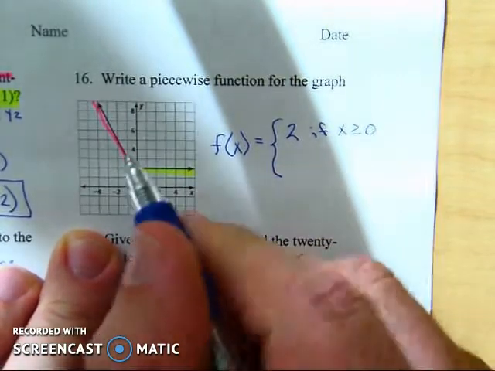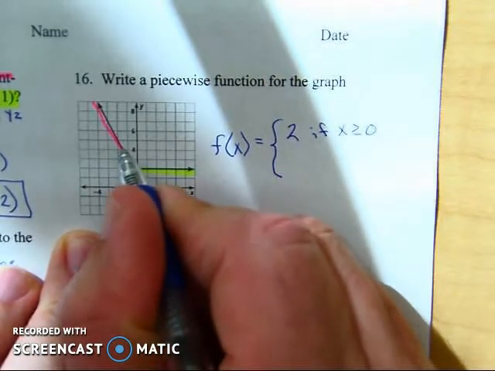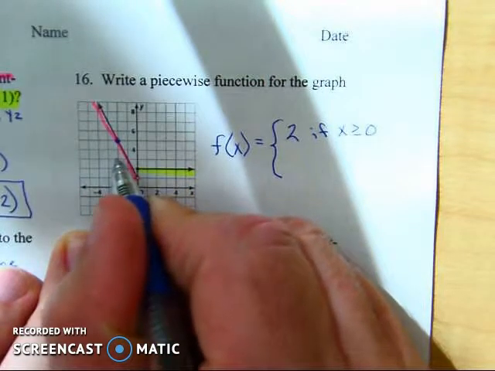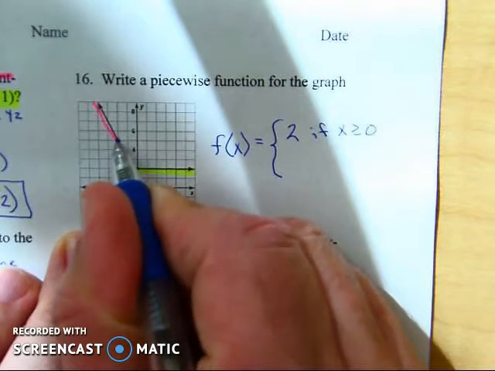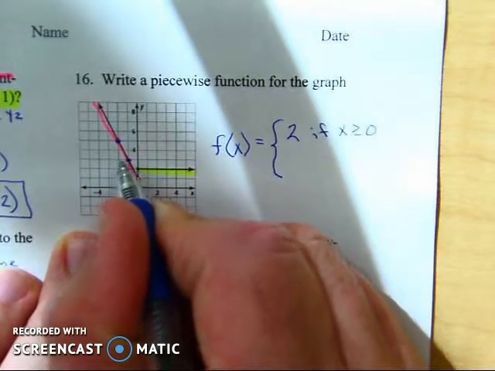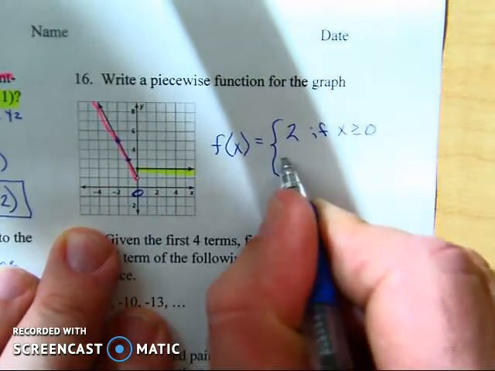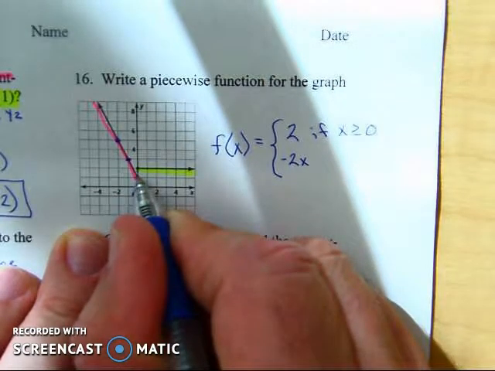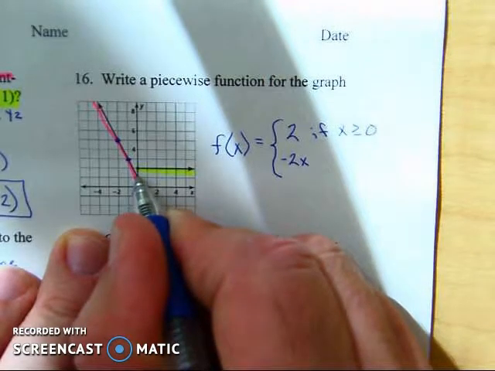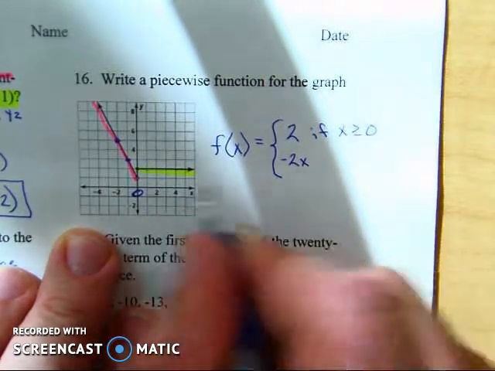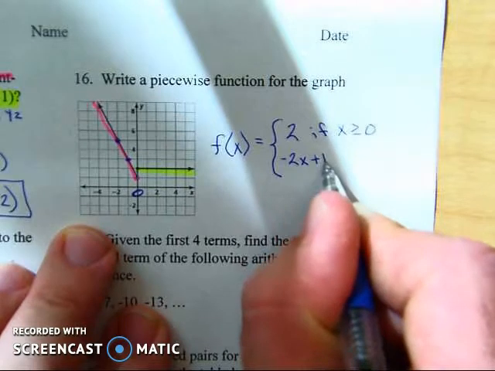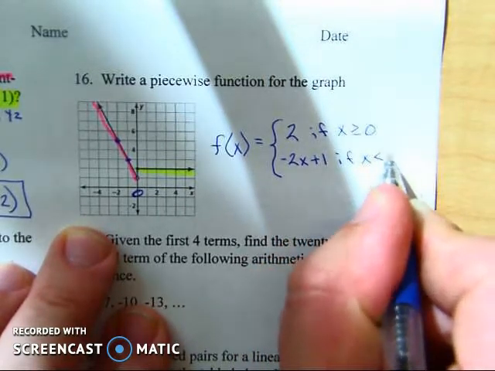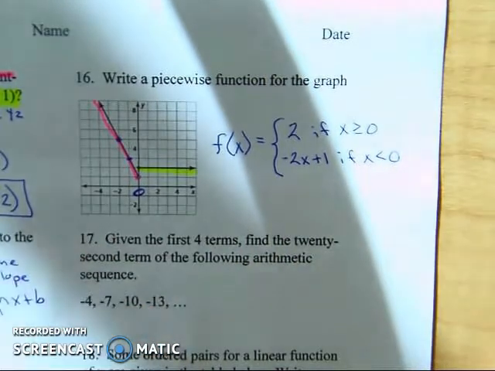So first off, we should figure out what the slope is, and you just kind of have to look at it and get a couple points here. It looks like it's going down 2 and over 1. So down 2 would be negative 2 over 1. So it's negative 2x. And then that's its y-intercept right there. You can see it. So that is happening at y equals 1. So that's a plus 1 if x is less than 0. So that's my piecewise function for that one.